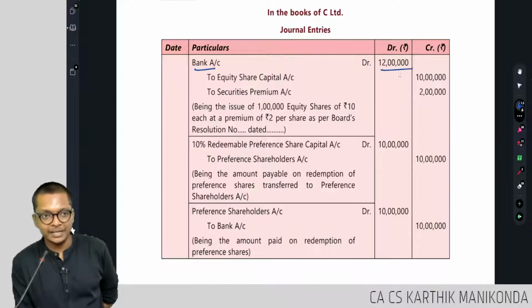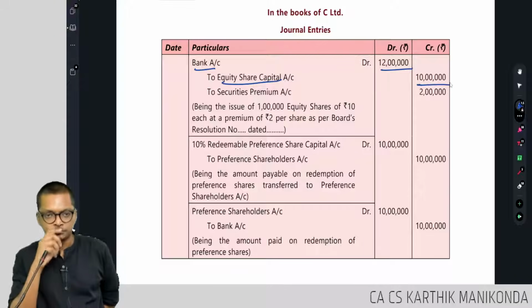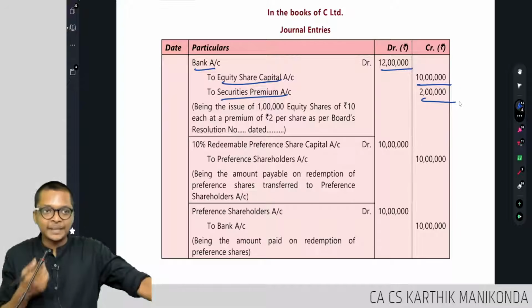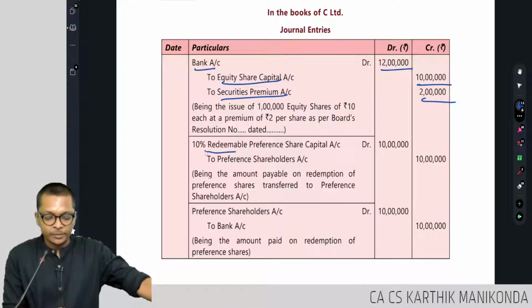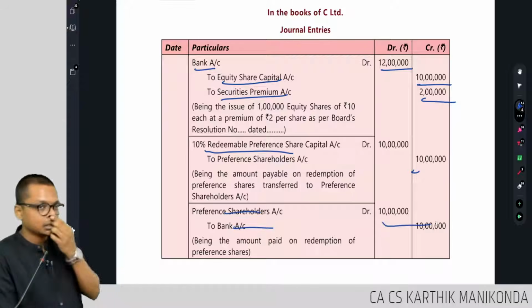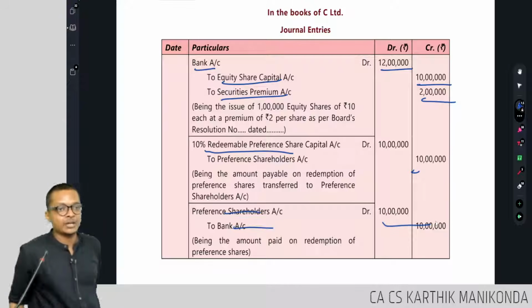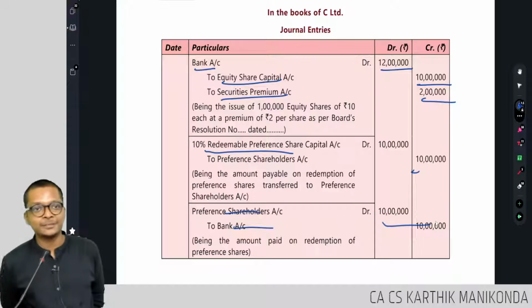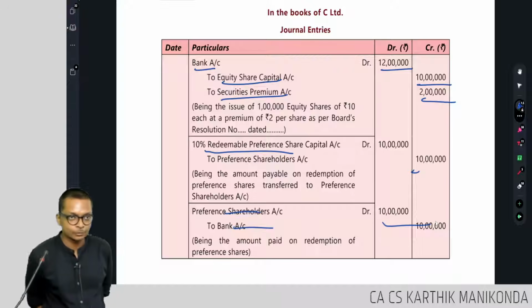Bank account debit 12 lakhs to equity share capital 10 lakhs to securities premium 2 lakhs. Repayment of preference shares is at par. So preference shareholders 10 lakhs, preference shareholders to bank 10 lakhs. Quickly go through the 3 entries, see if you are understanding. Rishi, understanding? If you are setting paper, will you keep this question? Yes, no.